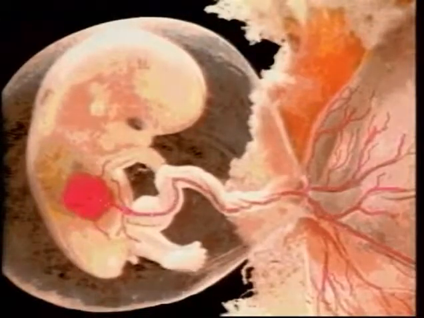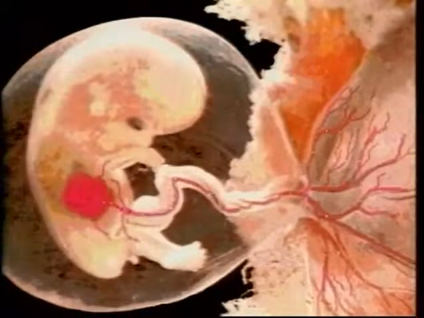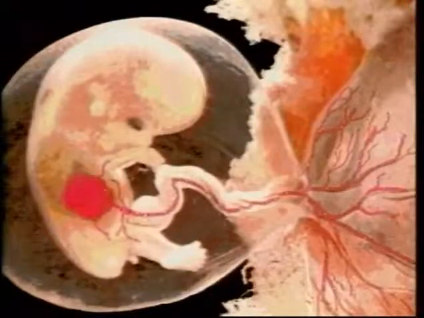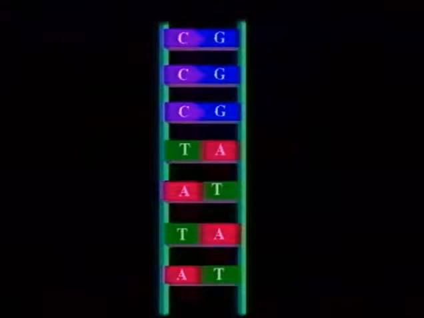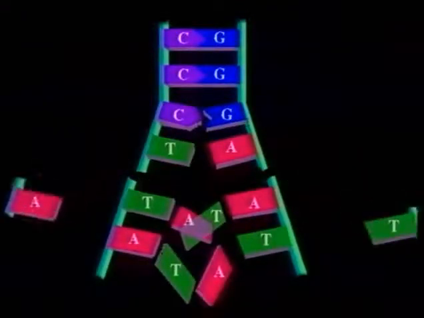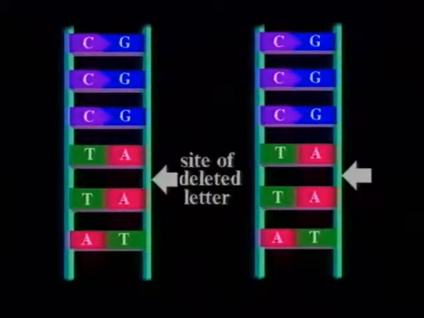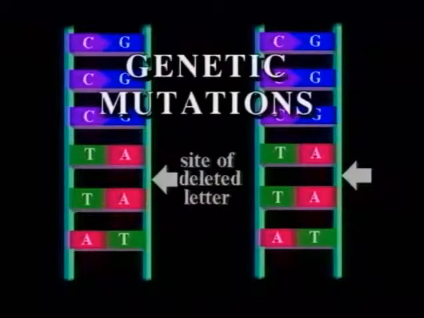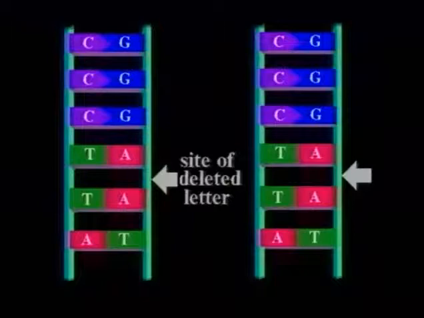One further fact to point out is that mistakes sometimes occur when germ cell DNA is replicated. Mistakes such as the one seen here, in which a genetic code letter is accidentally deleted. Such mistakes are called genetic mutations. They create inaccurate cell information.